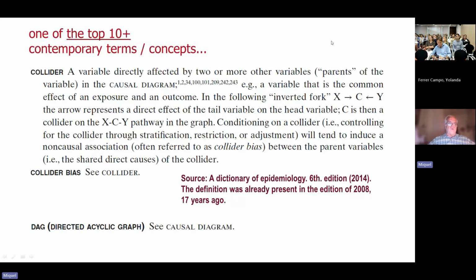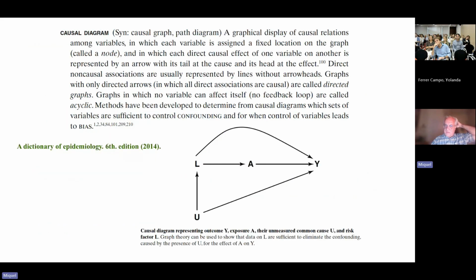Okay, let's take a look at one of the few colliders, one of the few terms that I chose. Probably many of you already know or are familiar with it. It will suffice to say that the collider is a variable that is the common effect of two other variables. Very often, the common effect of an exposure and an outcome. It may get very complex, as we will see in 30 seconds, okay? Probably many of you have seen causal diagrams over the past 20 years. And probably many of you know that they are not intuitive, that they need rules, that one needs to learn the rules, that you need to practice.